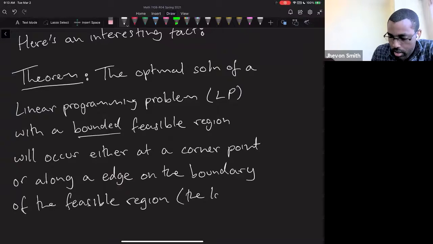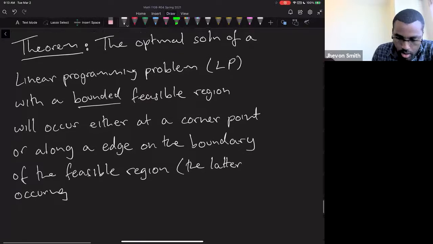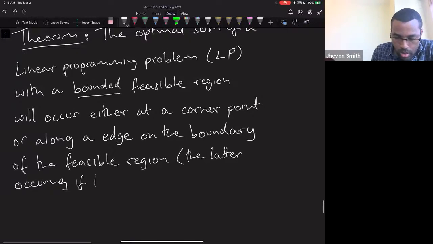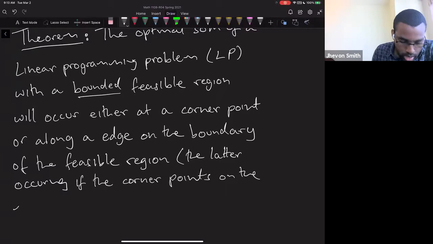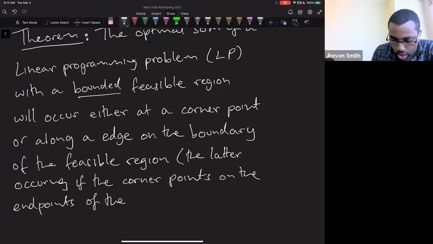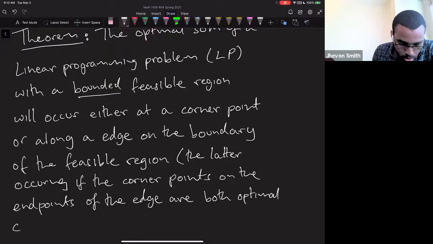The latter occurring if the corner points on the end points of the edge are both optimal corner points.